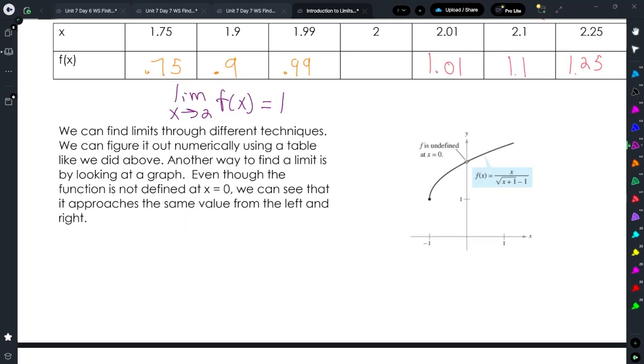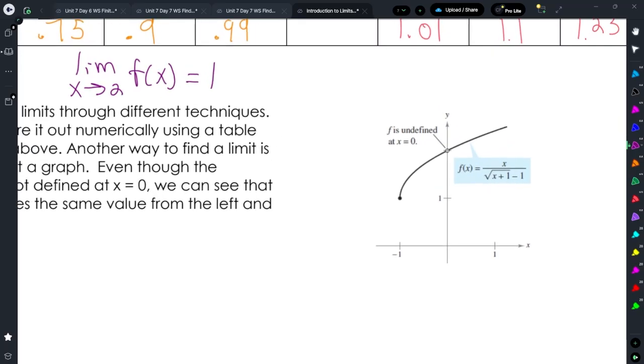So we can find limits using different techniques. We use a numeric table above. That was one way. Another way is by looking at a graph. So we have this graph here, and even though f of x is undefined at this point, you can tell because there's a hole in the graph. So what that means is f of 0 is undefined.